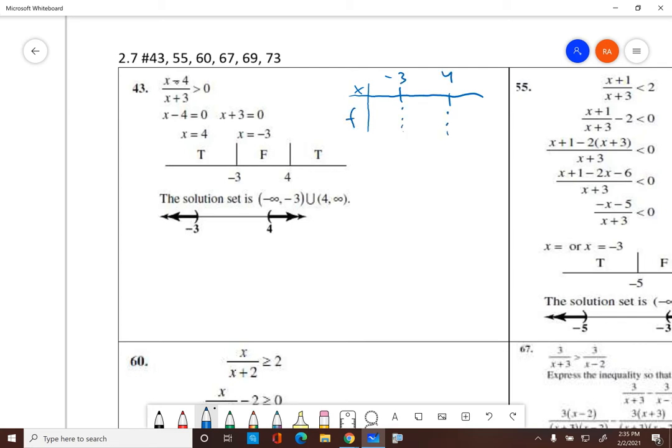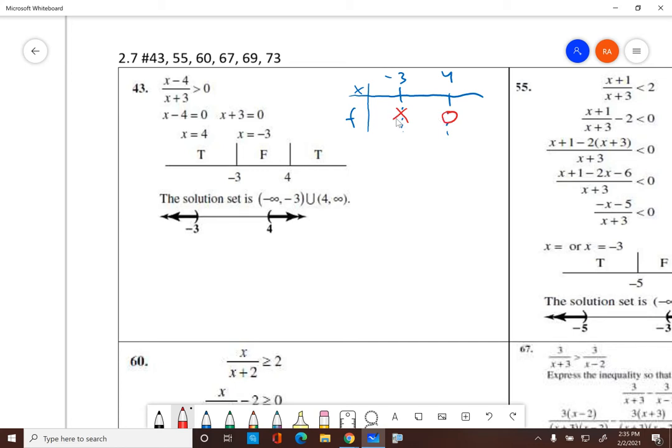Here's my function value. I have an x-intercept at 4, so the function equals 0 there. But I have a vertical asymptote at -3, so that's going to be no good there. I don't want to include that in the overall set. I'll include this if it's greater than or equal to 0, but I'm not going to include the vertical asymptote.